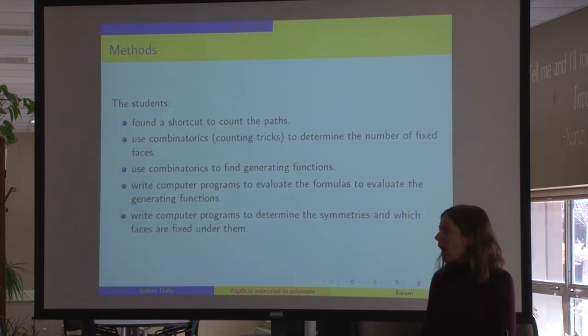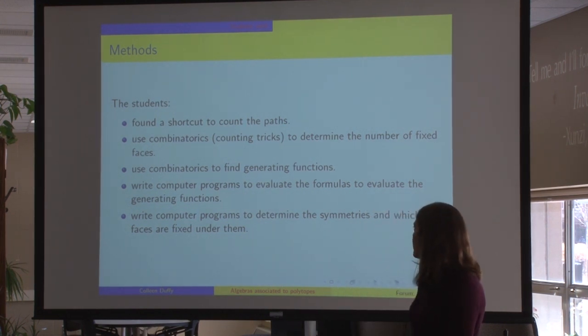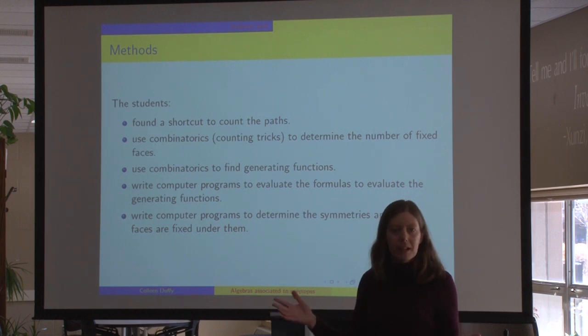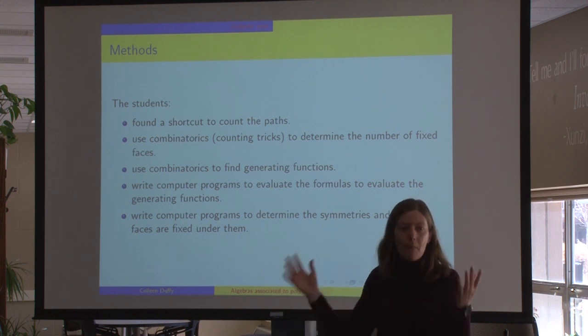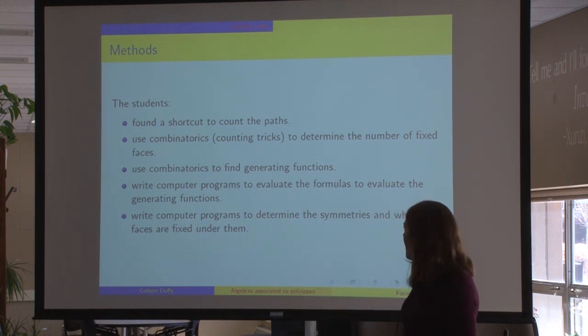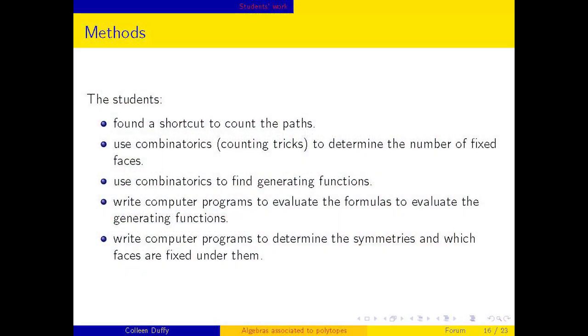So what they have done, they found a shortcut to find these paths. They use different counting tricks to count how many things are fixed under a symmetry with these bigger shapes. So you're talking about like 10-dimensional things, how many faces are fixed. And then use combinatorics to find the generating functions. How do we count the paths in a fast way? And then, more recently, as the shapes have gotten more complicated, using more computer programming to have a program sort of run through these possibilities and count them. So these are the tools that the students have used in their work on this project.